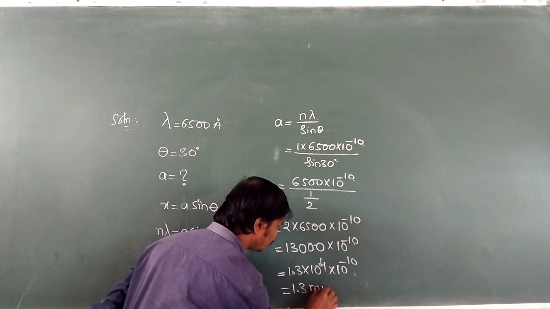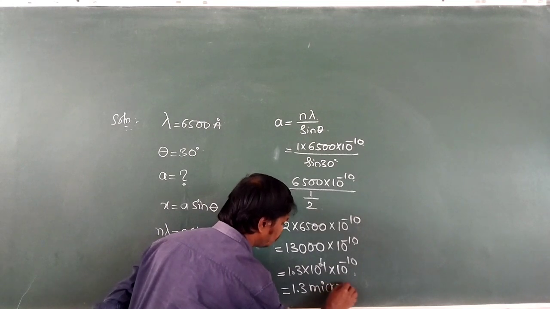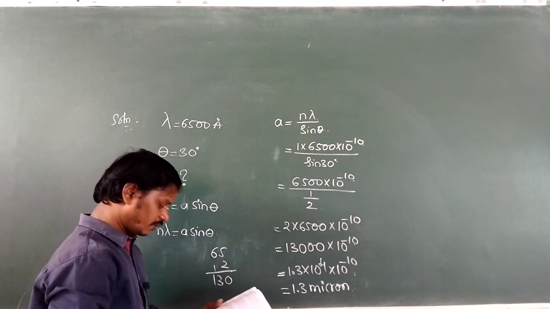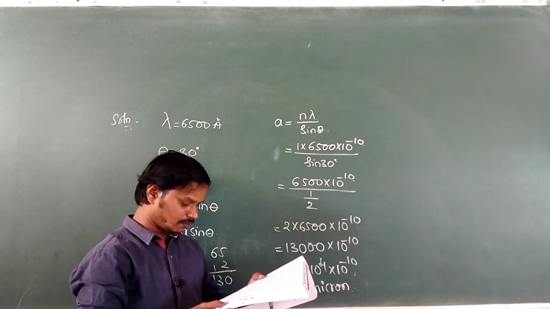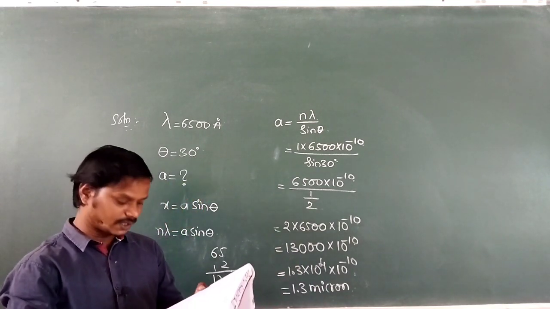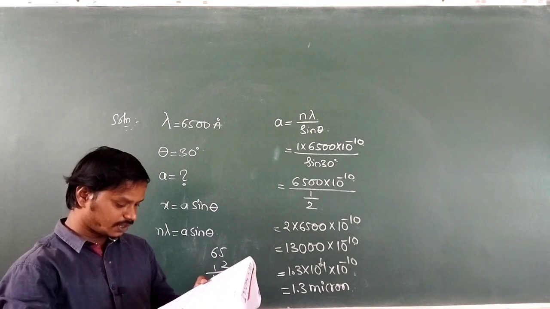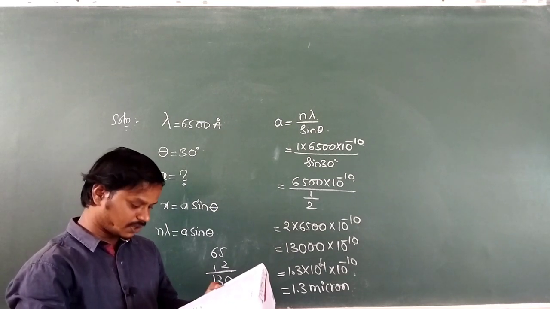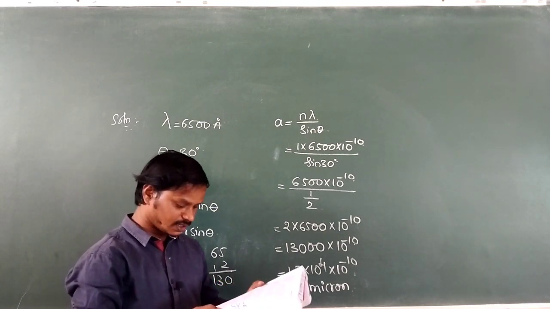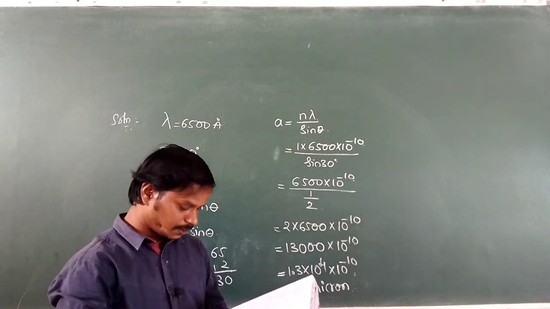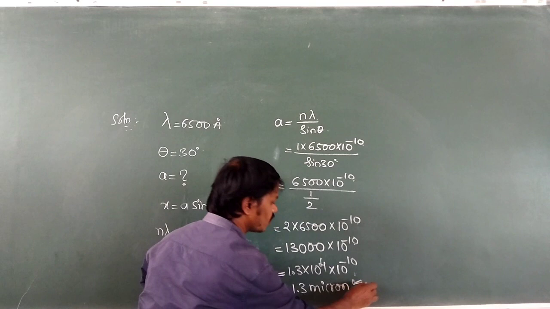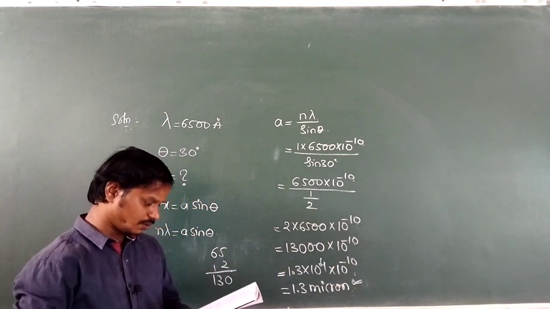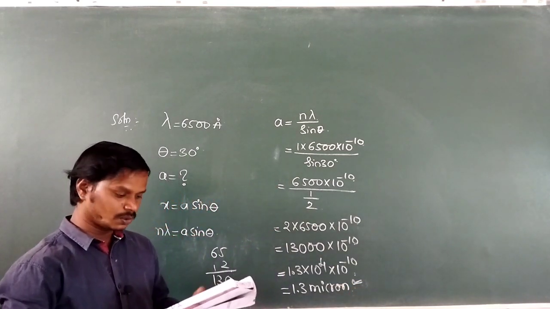1.3 micron. So the given options: first option 3250 angstrom, second option 1.3 micron, third option 6.5 into 10 to the power of minus 4 millimeter, and last option 2.6 into 10 to the power of minus 4 meter. Which is the correct answer? 1.3 micron is the correct answer. Okay, this is about the solution related to the given question.